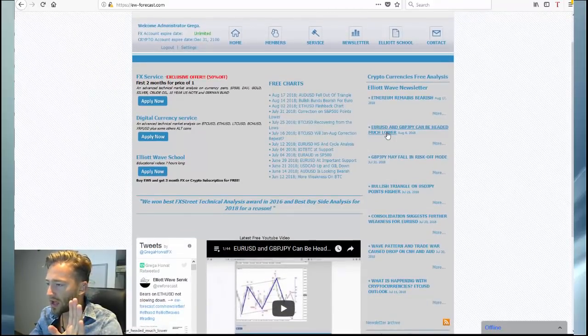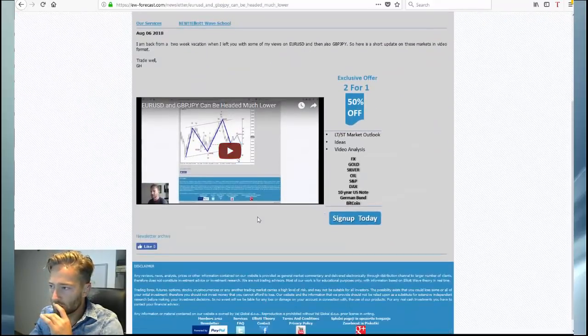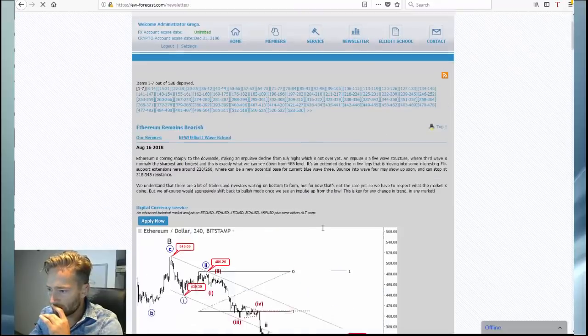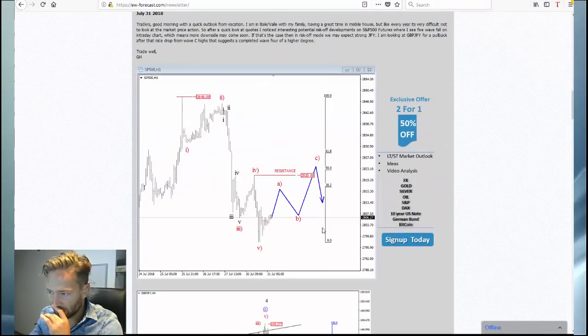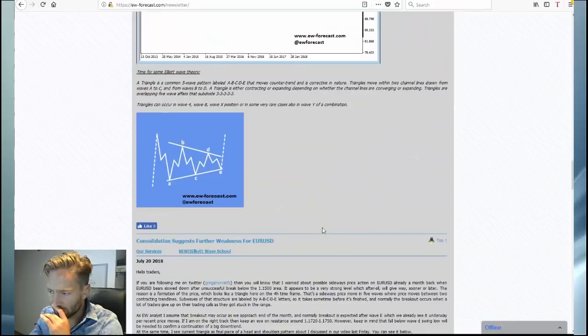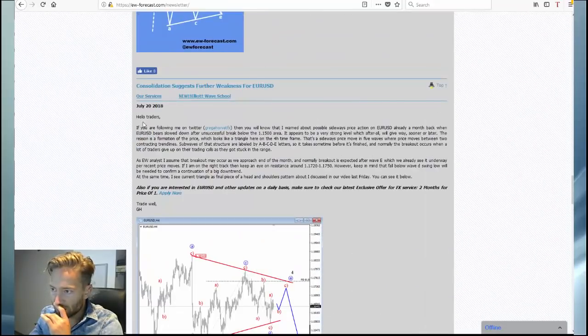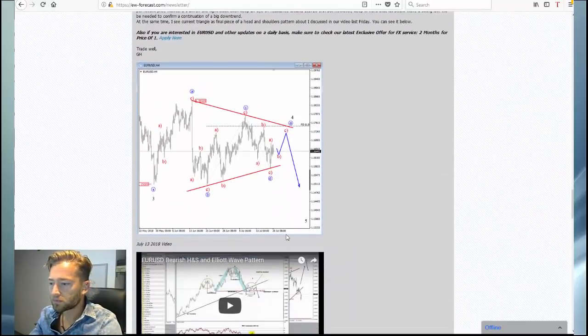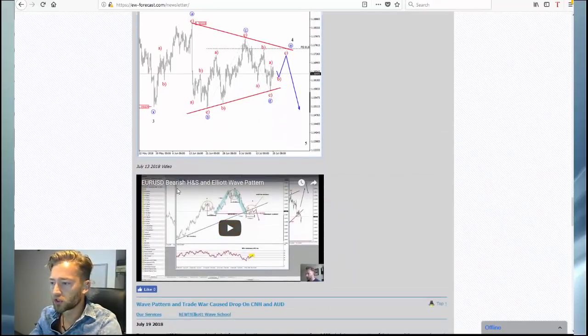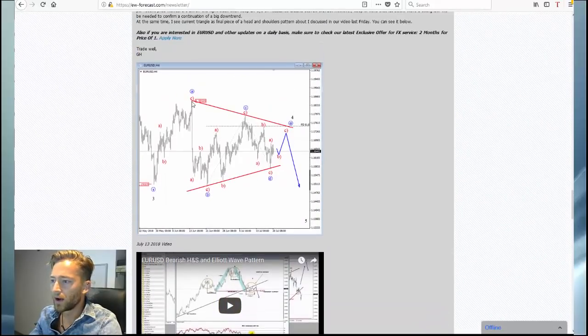What we have been looking at is the euro dollar. Well, as you know, I also made an analysis, let me just check. Yes, here it is from July 20th. If you recall, I made a video analysis here about a potential head and shoulders pattern, and also talked about this triangle consolidation in wave 4.